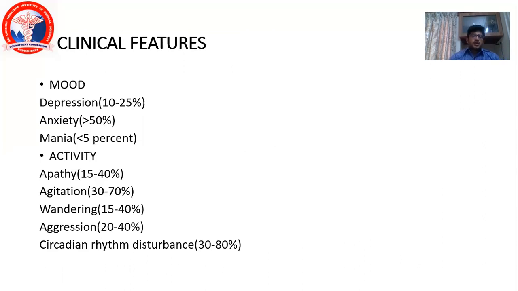Then mood. Many people might be anxious as they are not knowing. The most commonly found is anxiety, more than 50% of it. Because they are not knowing what is going on around them, and some people might understand their deficits, all these can lead to anxiety and also depression. About 10 to 25% of them are found to have depression, and mania also less than 5%. Other disturbances include apathy, agitation, wandering, aggression, circadian rhythm disturbances. These are all the other activity related things.